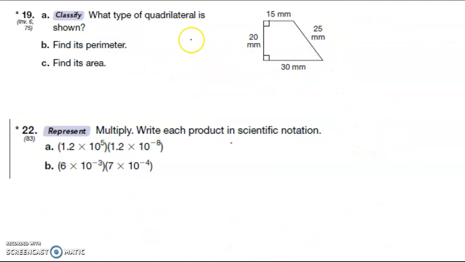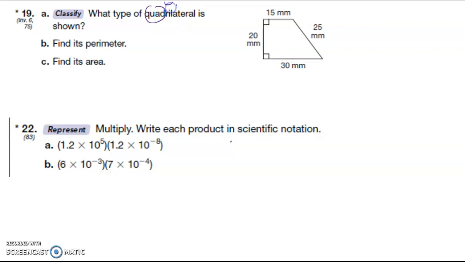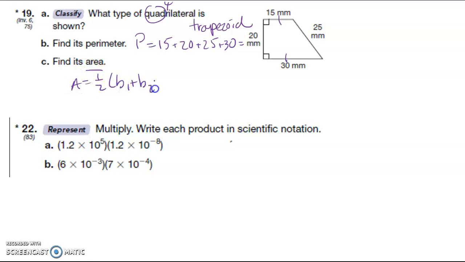All right, what type of quadrilateral is it? Quadrilateral is a four-sided figure. We have one pair of parallel sides, so that makes it a trapezoid. The perimeter is 15 plus 20 plus 25 plus 30. The area of a trapezoid is 1/2 base 1 plus base 2 times height. We know this is base 1, this is base 2. Height always makes a 90-degree angle. So this is going to be 1/2 15 plus 30 times 20.